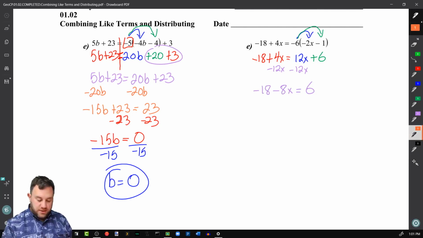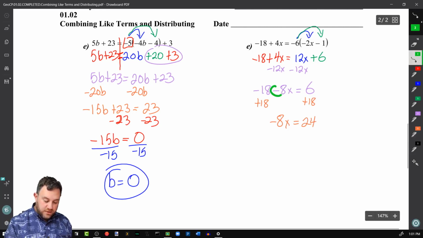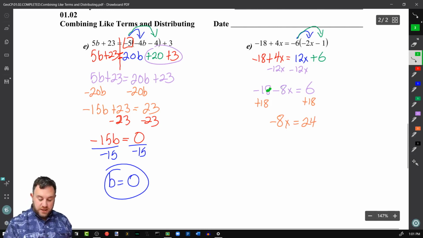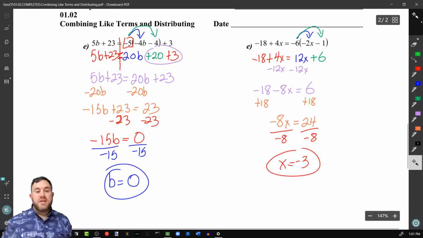Let's add 18 to both sides. So we get -8x equals 24. Again, don't let this negative sign disappear. It's written minus 8x at first, but when there's nothing in front of it, it becomes a -8x. Then we'll divide both sides by -8. So x is -3.